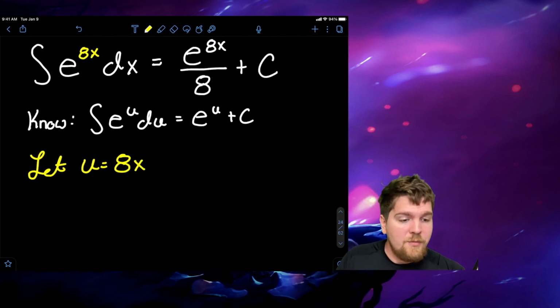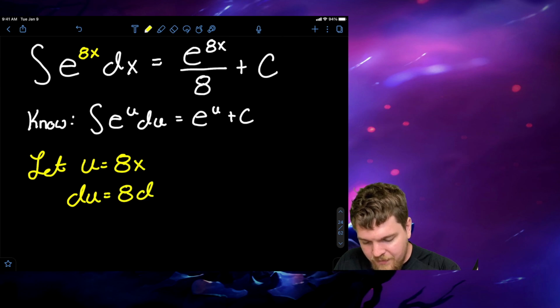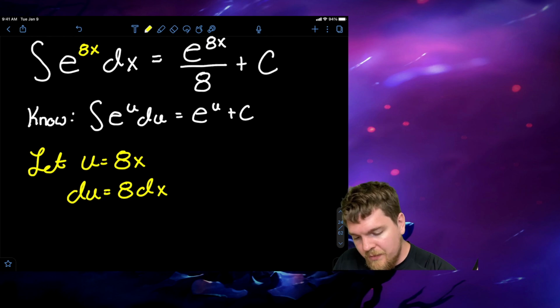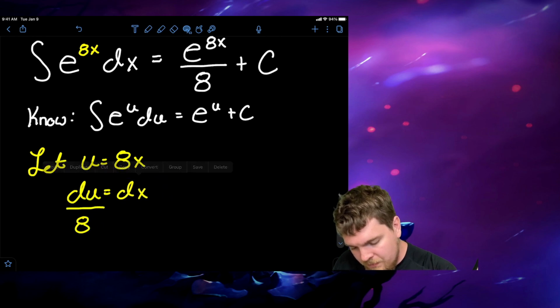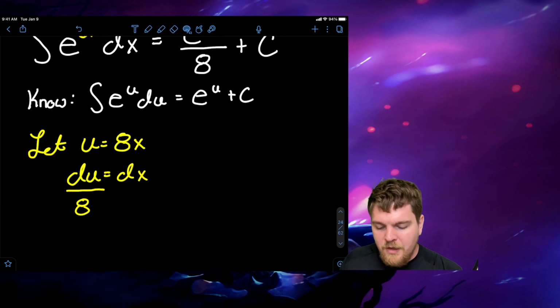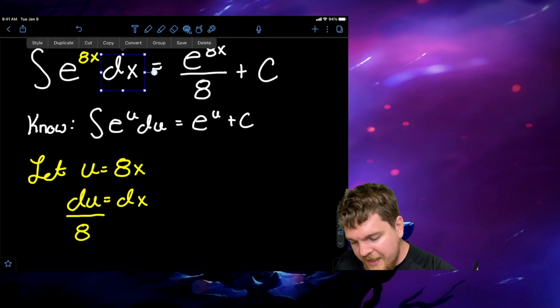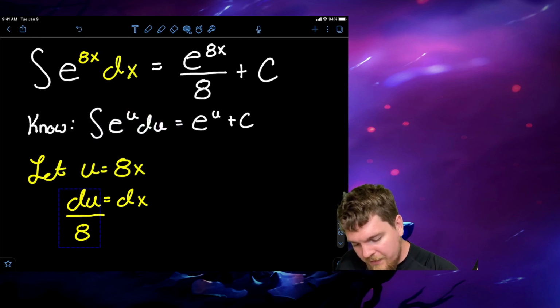And I need to perform a similar trick to this last example. So I'm going to take the derivative of both sides. So du is just going to be 8 dx. I don't have an 8 dx, so I can actually just divide both sides by 8 and bring the 8 over here. So now I have dx is du over 8. So I'm going to replace this dx here with du divided by 8.